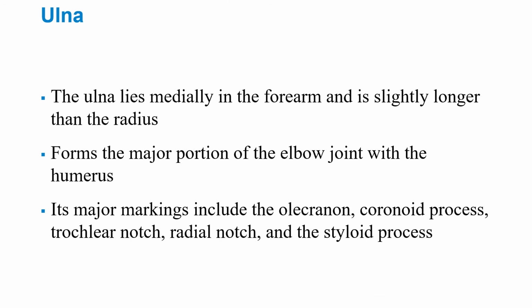The ulna lies medially in the forearm and is slightly longer than the radius. It forms the major portion of the elbow joint with the humerus. Its major markings include the olecranon, as I called it, the olecranon process. The coronoid process, we saw that tiara, crown. The trochlear notch, that's going to pivot on the trochlea of the humerus. The radial notch, that's going to receive the head of the radius proximally. And then distally, there's a styloid process.